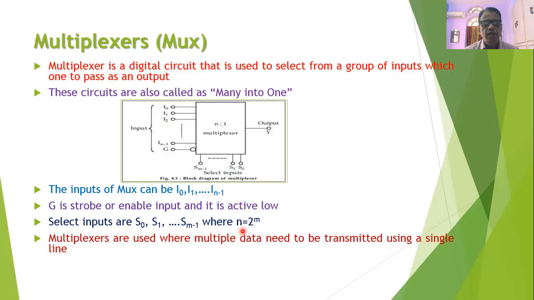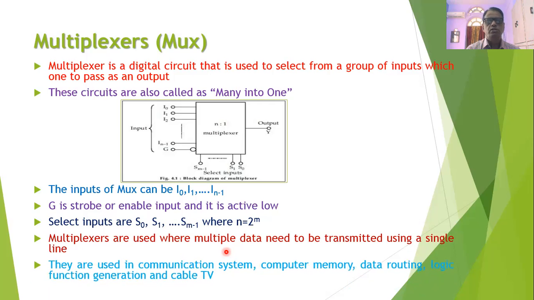The multiplexer IC is very important, and it is used where multiple data is to be transmitted using a single line. So there are a large number of applications of multiplexers. For example, we can use a multiplexer in communication systems or in telephonic systems. It is used in computer memory. It is used whenever we want to route data. Any logic function can be generated, or any combinational circuit can be constructed, using only multiplexers, and it is also used in televisions and cable TVs.